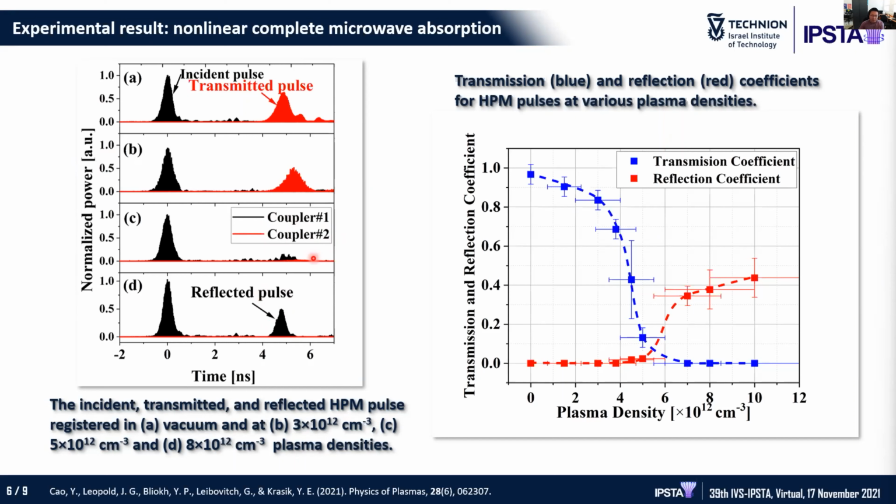If we make a summary plot of the transmission and reflection coefficients at different plasma densities, we find that in the range of 5×10¹² per cubic centimeter, the transmission and reflection coefficients are both close to 0, which means all the microwave energy has been absorbed by our plasma.